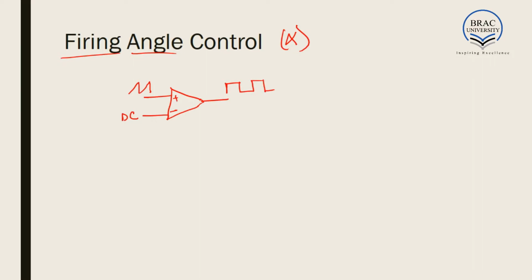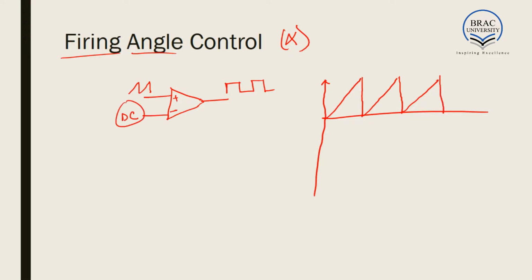Now, how does it work? Let's see if we draw a graph. The sawtooth wave is from 0 to 1, or 0 to any value. So this is our sawtooth wave. Now this DC value is a reference value. Let us suppose this is our reference DC value.